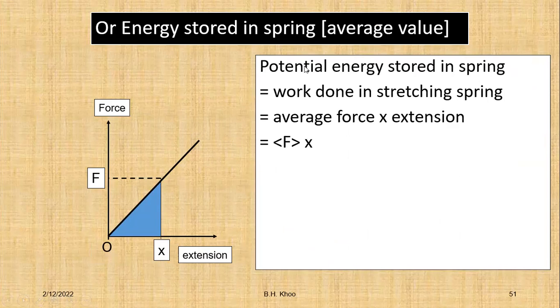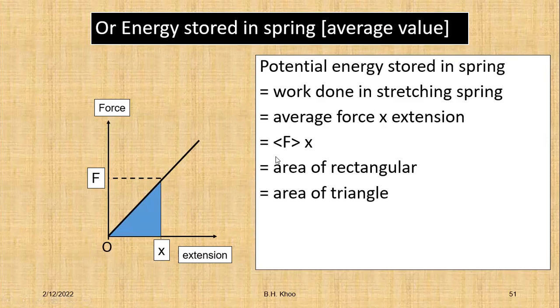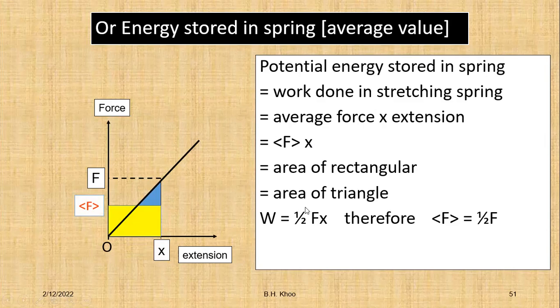Okay, any comments so far? Okay, so when we calculate the average force times the extension, right? So it's the area of a triangle. Another way to calculate average force is to make sure that the area of this triangle is the same as the area of this rectangle. Right? That's where we get our half F. That's where we get our average force, half F. Right? F is the maximum force. That's just to illustrate how to calculate the average force. That's why we have half Fx.